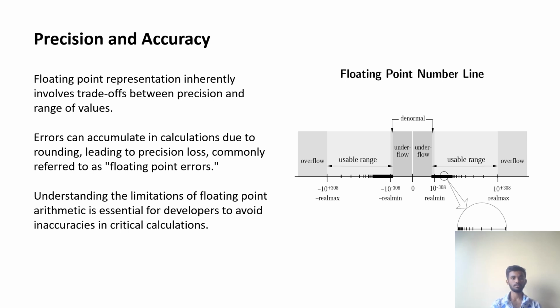Precision and accuracy. Floating point representation inherently involves trade-offs between precision and range of values. Errors can accumulate in calculations due to rounding, leading to precision loss, commonly referred to as floating point errors. Understanding the limitations of floating point arithmetic is essential for developers to avoid inaccuracy in critical calculations.